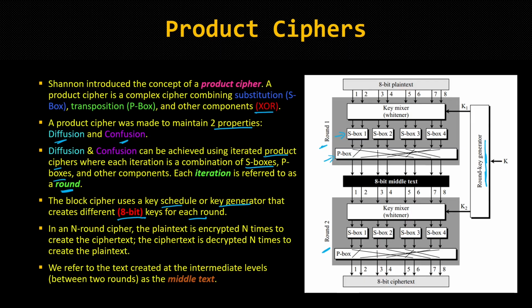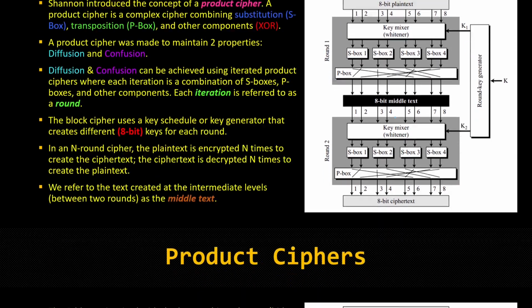Okay, and in an n-round cipher, the plain text is encrypted n times to create the ciphertext. The ciphertext, on the other hand, is decrypted n times to create the plain text. So we refer to the text created at the intermediate levels between two rounds as the middle text. Okay. So this is just the introduction of our product cipher. Now let us dive deeper into how all of these functionalities combine and how they are used.